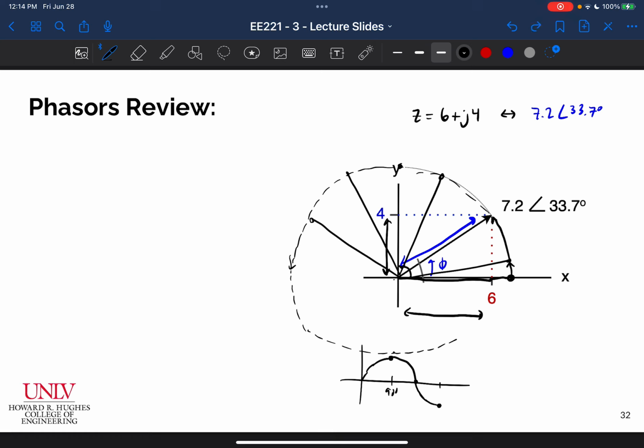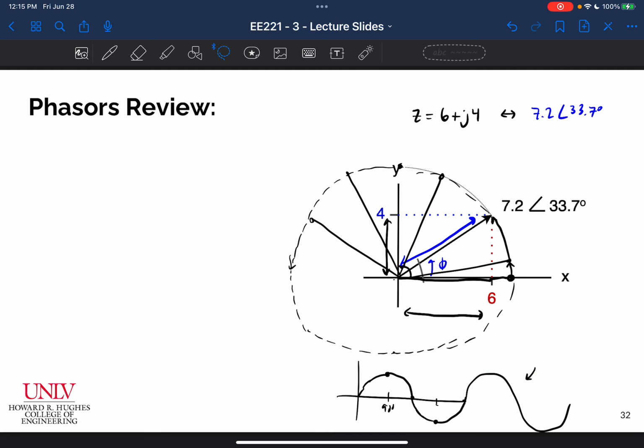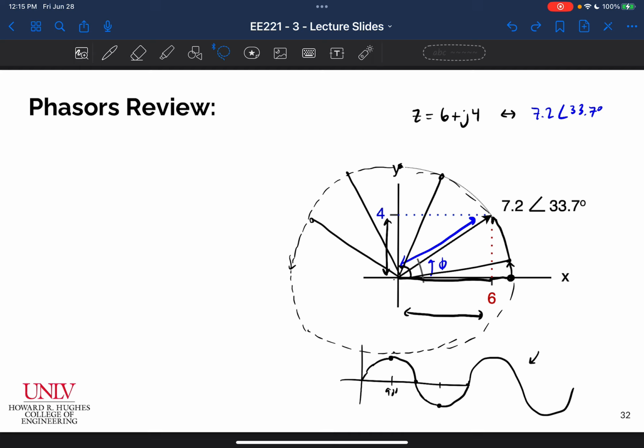I kind of cut off my circle here, but you get the gist of what I'm doing. Comes back up, and at 360 degrees, the whole cycle repeats. And that is what a sine wave is, right? We talked about that being what a sine wave was when we take that phasor and we sweep it around in a circle.